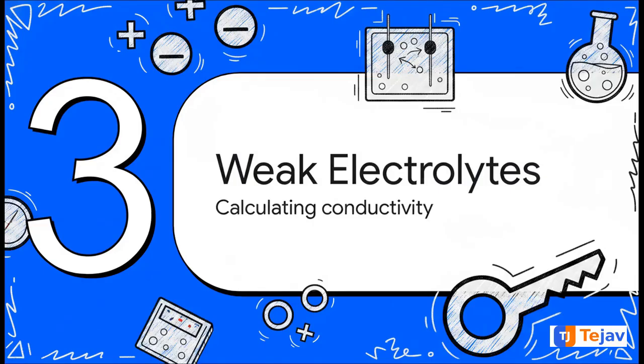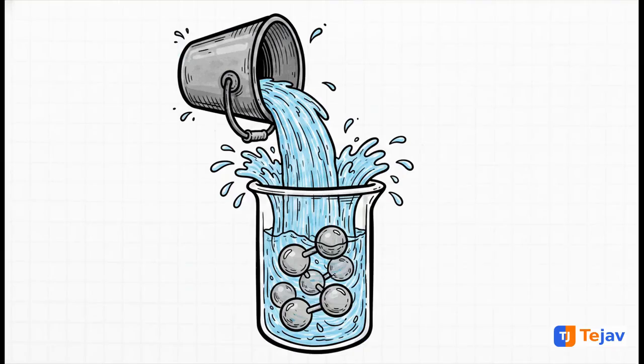Section 3, solving for weak electrolytes. This is the ultimate chemistry cheat code. Seriously, why do we care about this little addition rule? Because it solves one of the most frustrating, massive headaches in laboratory electrochemistry. See, here's the problem. Strong electrolytes fully break apart into ions, so measuring their maximum conductivity is super easy. But weak electrolytes, like acetic acid, they are incredibly stubborn.